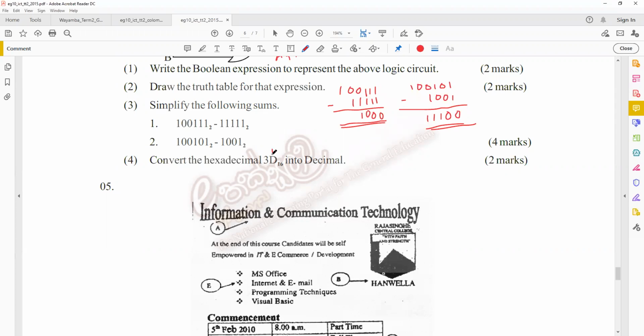So we know that this is 16 to the power 0, so that is 1. And this is 16 to the power 1. So when we want to put the answers, this is equal to 16 into 3 plus 1 into D, which means 13. That means this is 48 plus 13. So we are getting 61. Okay, good.